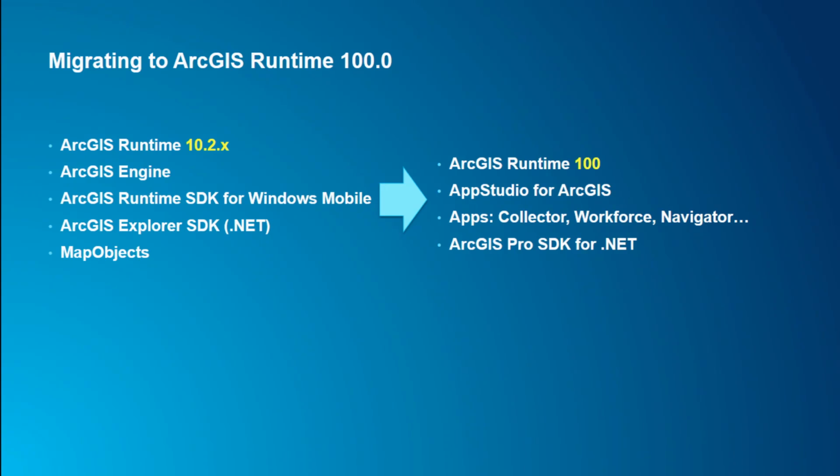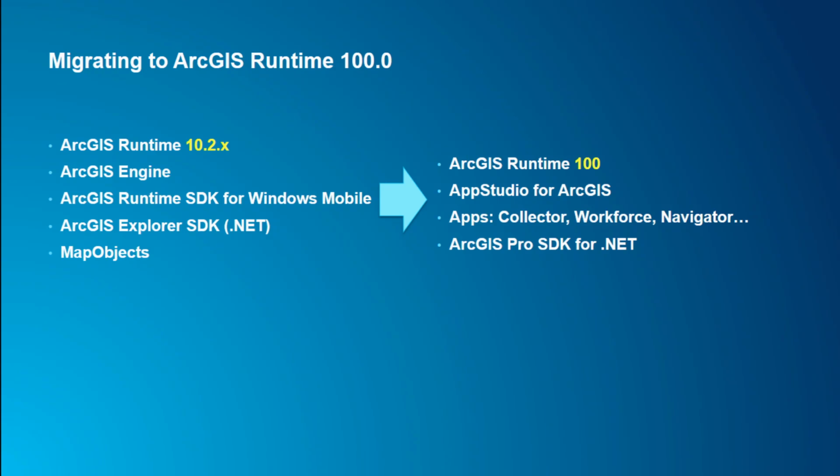So this session is all about migrating to ArcGIS Runtime 100. Migration from ArcGIS Engine will form a large part of the session today, but I also want to talk briefly about some of the other SDKs that you might be migrating from as well. So the ArcGIS Runtime 10.2x generation. We had a number of releases over the last 4 years of the ArcGIS Runtime 10.2x series.